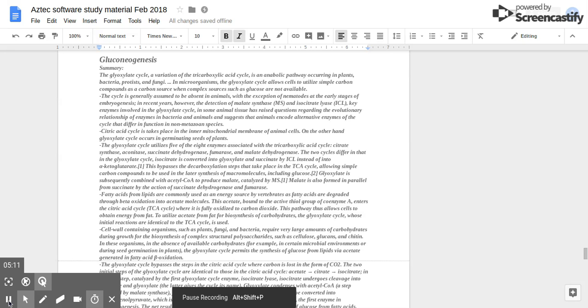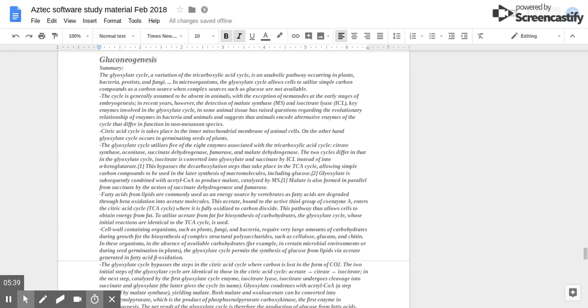The glyoxylate cycle is generally assumed to be absent in animals with the exception of nematodes at the early stages of embryogenesis. In recent years, however, the detection of malate synthase MS and isocitrate lyase ICL, key enzymes involved in the glyoxylate cycle in some animal tissue, have raised questions regarding the evolutionary relationship of enzymes in bacteria and animals, suggesting animals encode alternative enzymes of the cycle that differ in function in non-metazoan species.